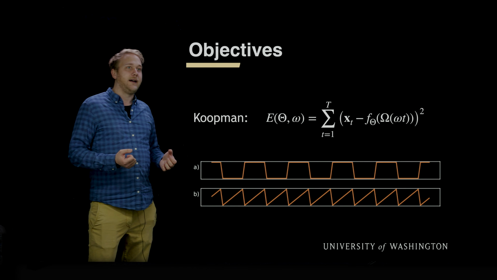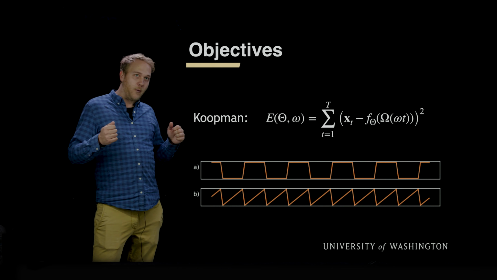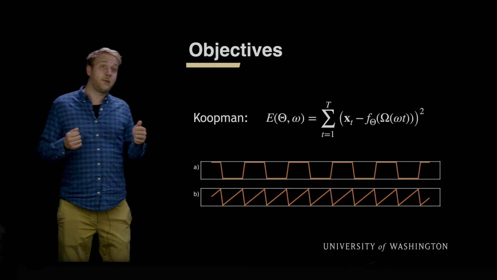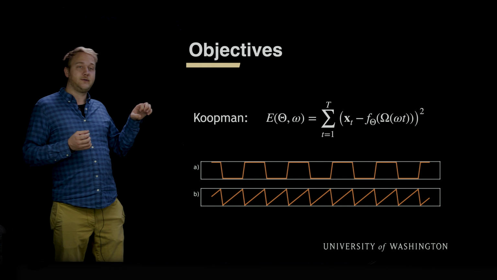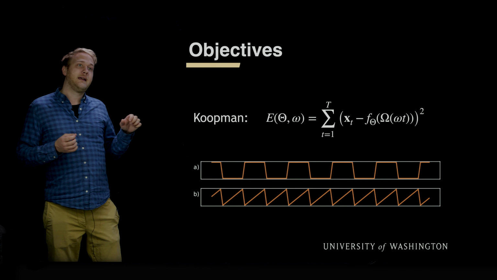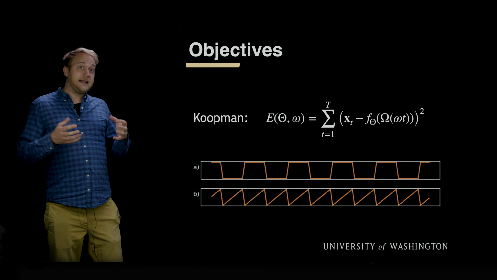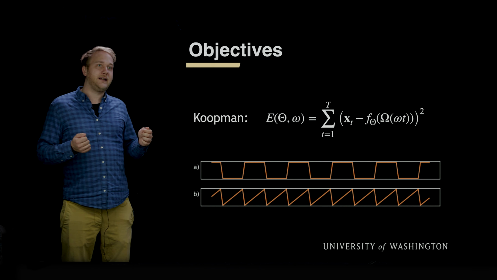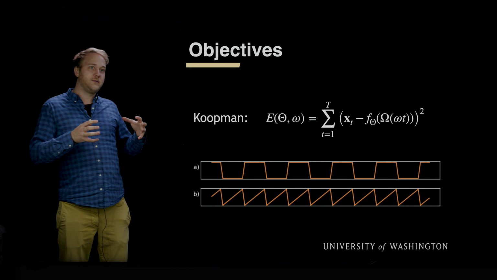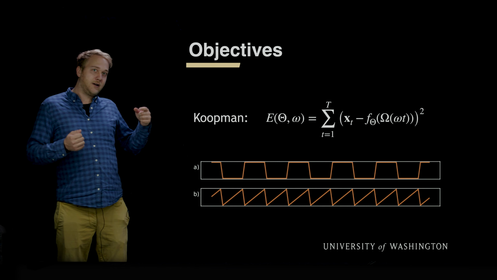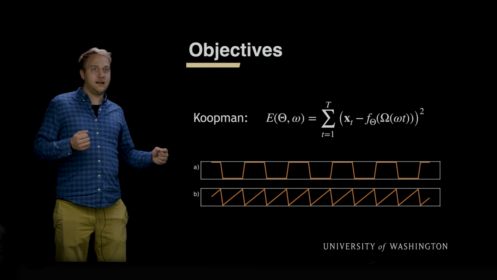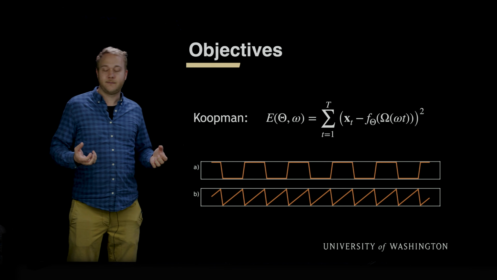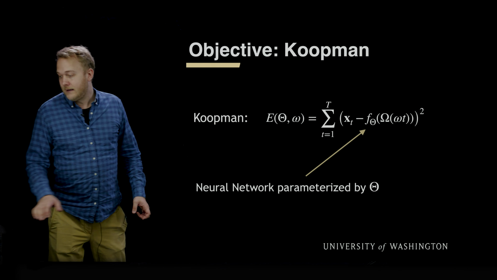And so why do we do that? One reason is it gives us noise robustness, which I'm going to go into in a little more detail later. And another reason is it's more expressive. So if you have a square wave, you would need infinitely many Fourier modes to describe this data. But in the Koopman framework, you only need a single oscillator and a nonlinear function. So that's the whole idea.